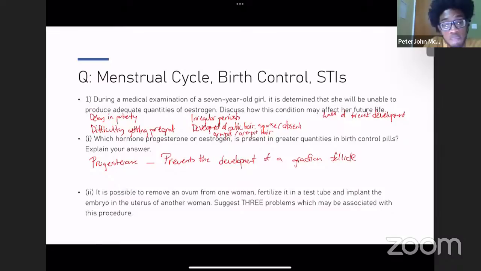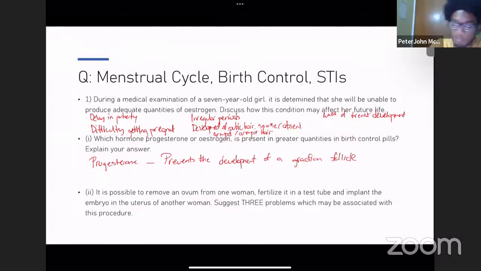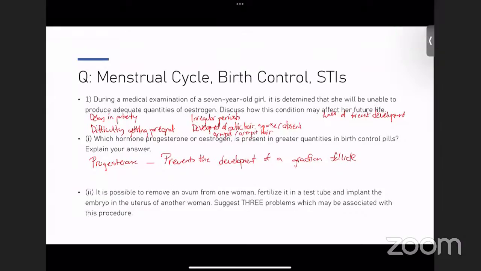It is possible to remove an ovum from one woman, fertilize it in a test tube, and implant the embryo in the uterus of another woman. So there are 3 problems which may be associated with this procedure. The body may reject the egg.